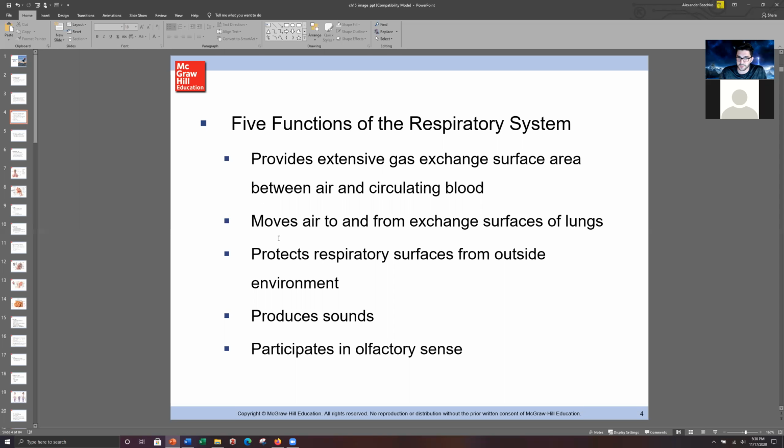Protects respiratory surfaces from outside environment. So the way that we can do that is by adding things like surfactant or a mucus to protect the, well, actually, let me back up. The bronchi, the tubes that go from a large tube in our throat called the trachea, which you can feel when you poke your neck right here. That tube that you're poking is your trachea. That's the main airway that air travels down from your mouth or the oropharynx into the lungs.